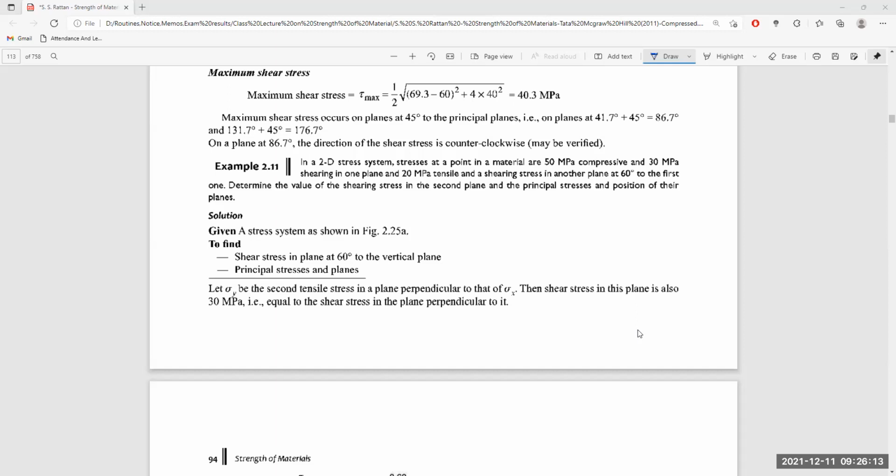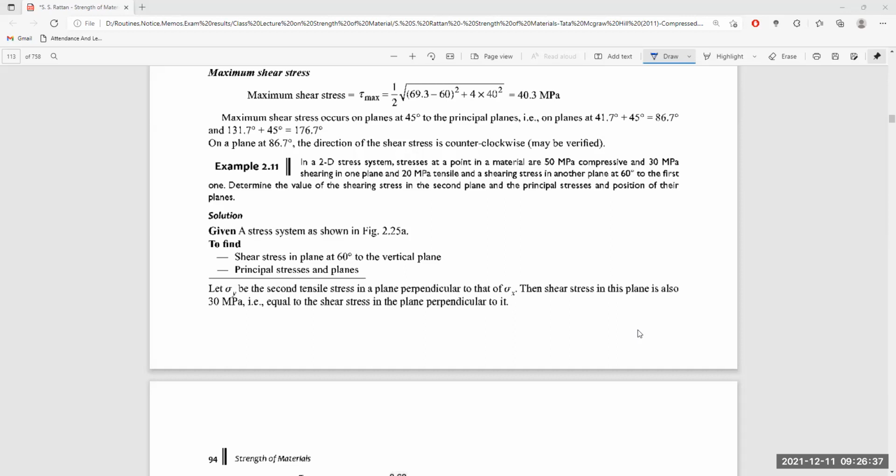Now, what is given? Two-dimensional stress system means the stress is only acting in a plane, like on a plane paper. The stresses at a point are 50 MPa compressive and 30 MPa shearing on one plane, so sigma x, and 20 MPa shearing stress on another plane at 60 degrees to the first plane.